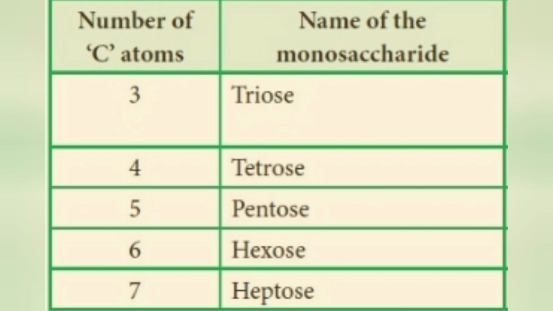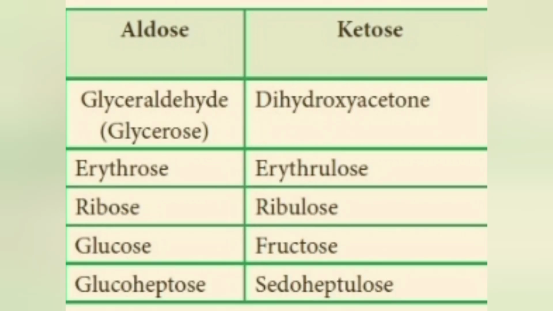Similarly, they can be classified based on the functional group they contain. Aldoses have the aldehyde functional group. They are also called aldo sugars. They can be glycerose, erythrose, ribose, glucose, glucoheptose. Similarly, the ketoses have a ketone functional group and can also be called keto sugars. Dihydroxyacetone, erythrulose, ribulose, fructose and sedoheptulose are the best examples.